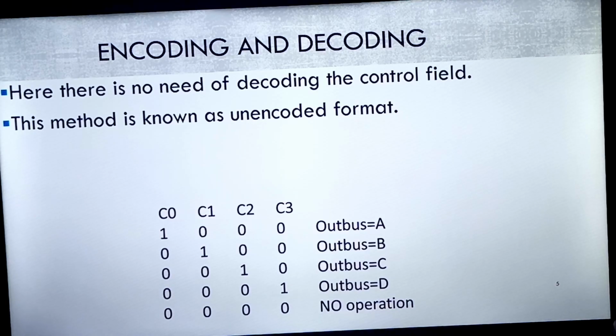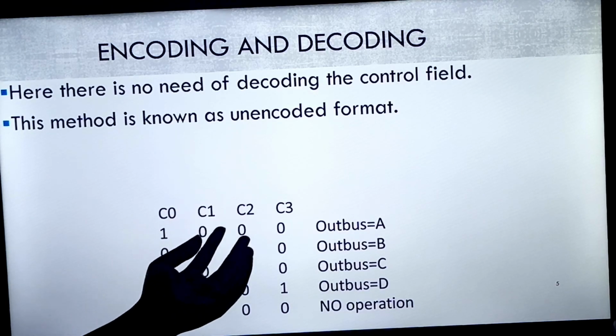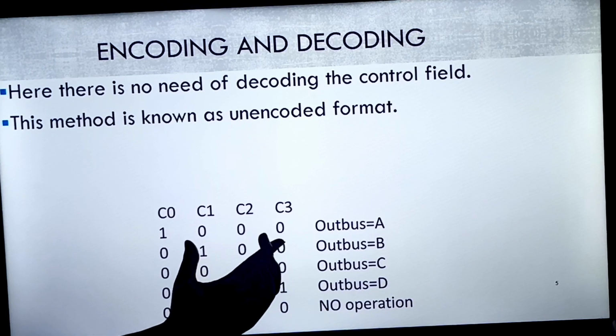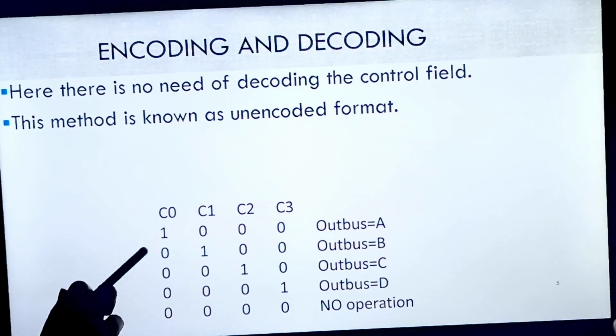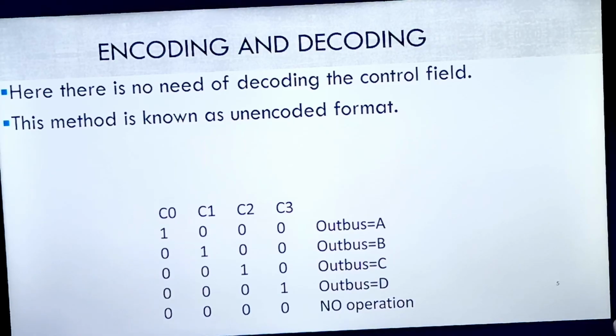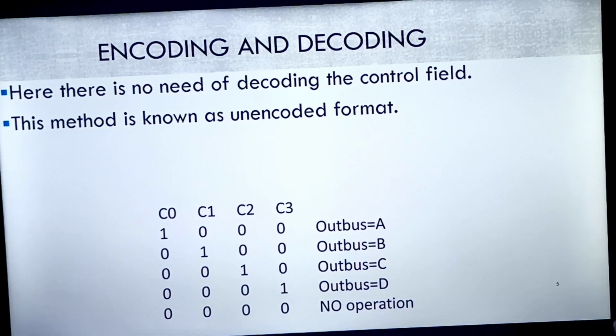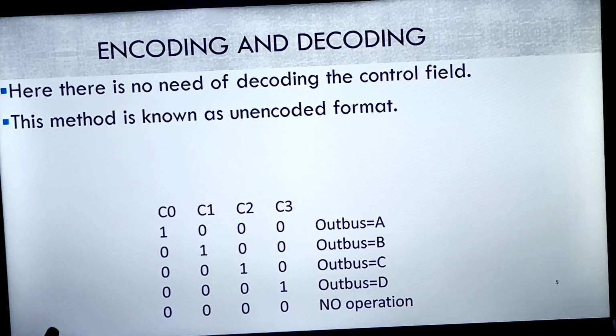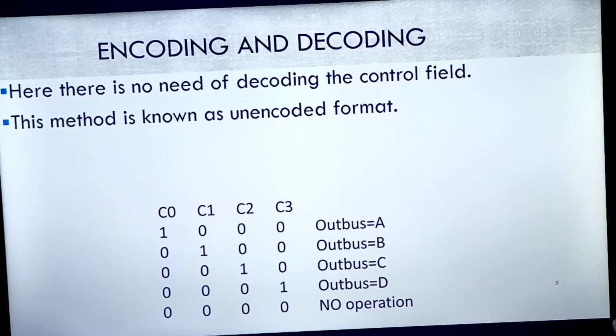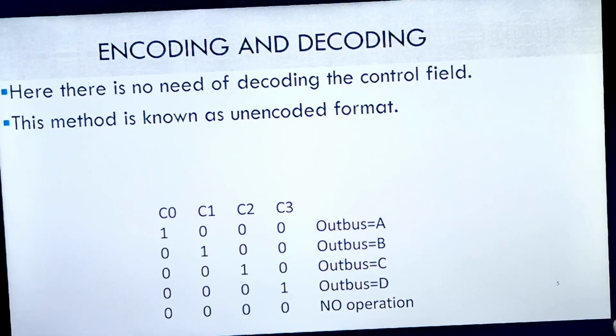Now the advantage and disadvantage I told you. The advantage is the degree of parallelism is more. The disadvantage is you need more bits to store the information. Suppose you need 1000 control signals for your program. You need 1000 bits, which may be 0 or 1, to store 1000 control signals. So you need a huge memory for that. This is a major drawback.